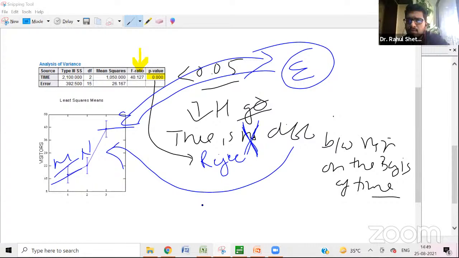Ma'am, I think there are two questions from the participants. Dr. Vinay Pandit sir, our IQAC coordinator, is asking how to label values in MYSTAT.